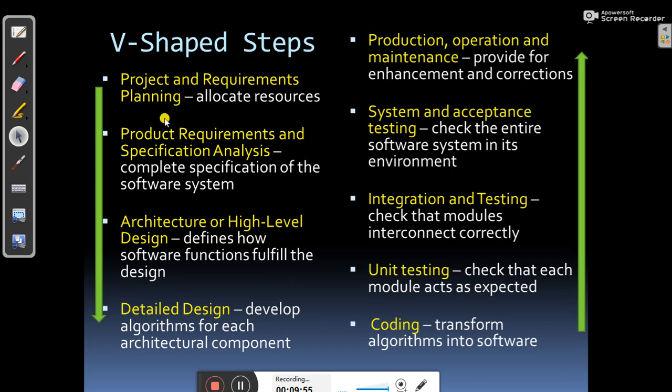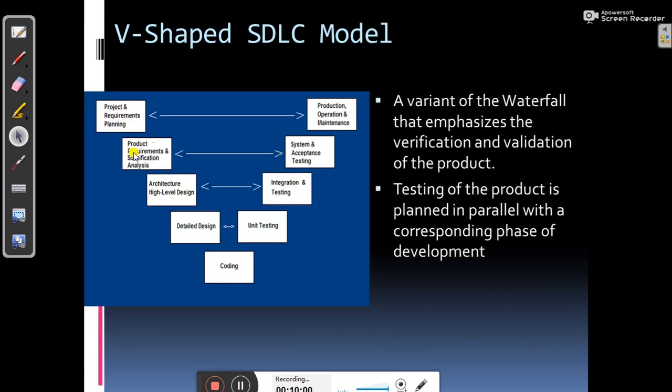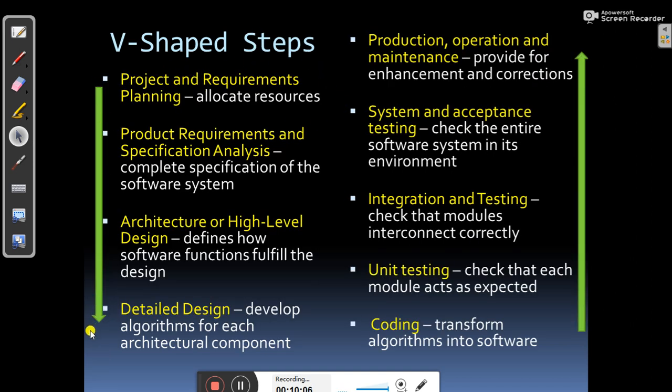So here you can see, as per the V-shaped SDLC model, as we go down, project requirements planning will be connected with this one, product requirements and specification analysis will be connected with this one, and this is the verification and validation phase. Architecture or high level design defines how software functions fulfill the design, and to verify this you need to use integration testing.